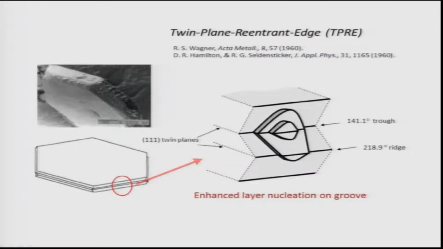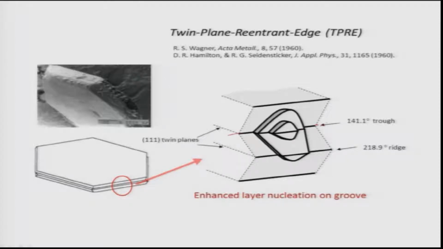You can also have another mechanism, known as twin plane reentrant edge, or TPRE. This was proposed by Professor Wagner long back, and later substantiated by D.R. Hamilton and R.G. Seidensticker in the 1960s. You can have a twin formation on the surface, and when these two twin planes meet, they create a reentrant edge. This is the reentrant edge shown here.